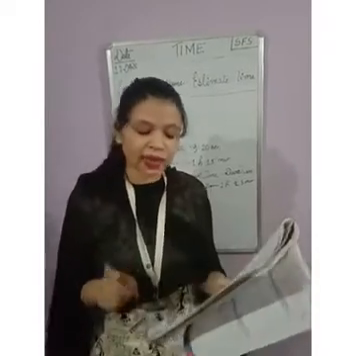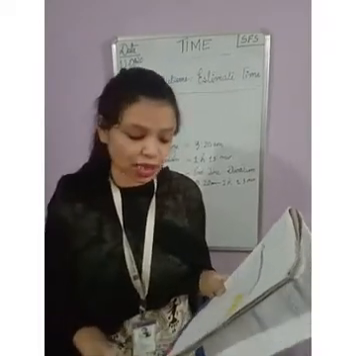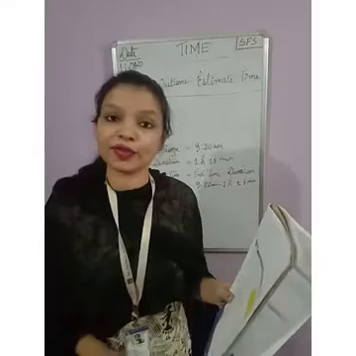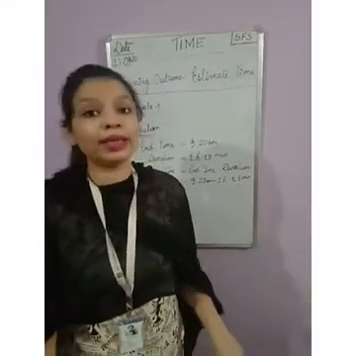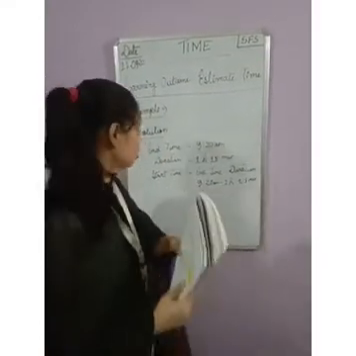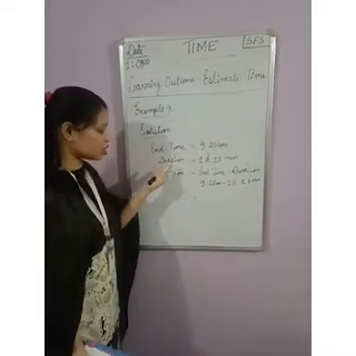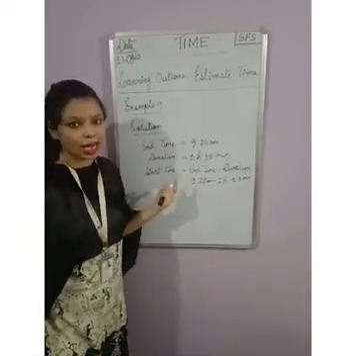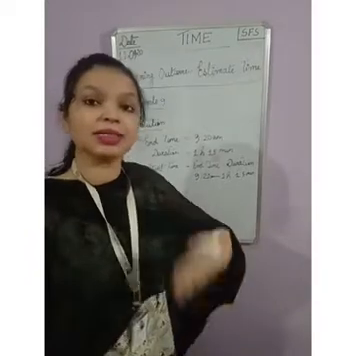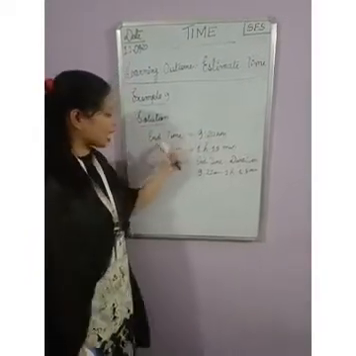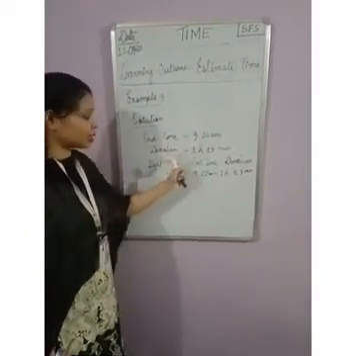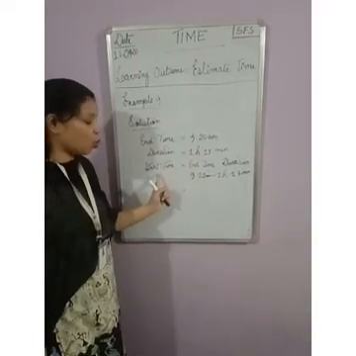If a dance class ends at 9:20 AM and has taken 1 hour 15 minutes to complete, when did it begin? Okay. So the end time is given, the duration is given. What we have to find? Start time. When did it begin? Begin means the starting time. So the end time is 9:20 AM. The duration is 1 hour 15 minutes. What is the start time?